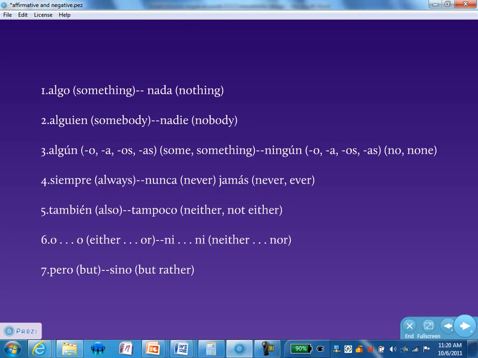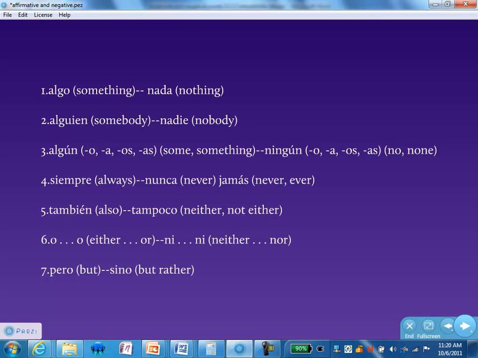Siempre means always. También means also. O means either or, and pero means but. All of these words would be considered affirmative, also known as indefinite words. You use these in statements when you're saying that something does happen.